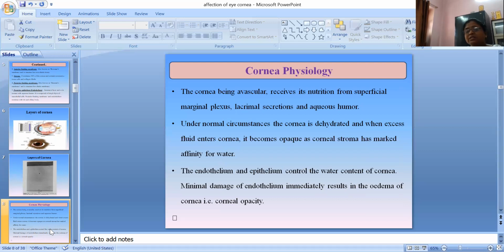Under normal circumstances, the cornea is dehydrated. When excess fluid enters the cornea, it becomes opaque, as the corneal stroma has marked affinity for water. The endothelium and epithelium control the water content of the cornea. So the controlling officers of the cornea for water content are the endothelium and epithelium. Minimal damage of the endothelium immediately results in edema of the cornea, that is, corneal opacity.